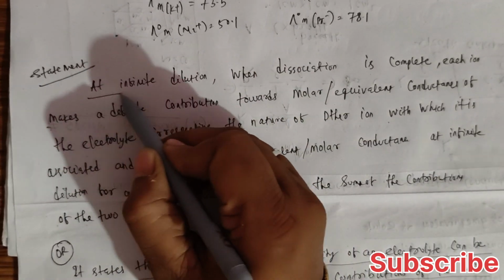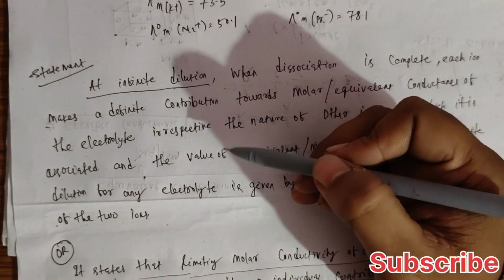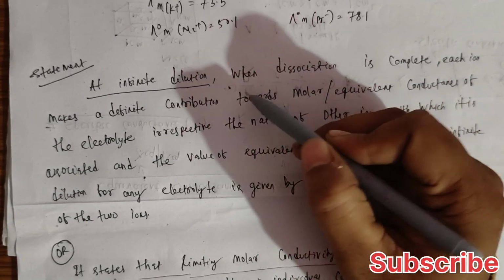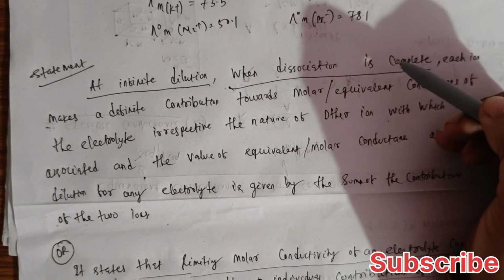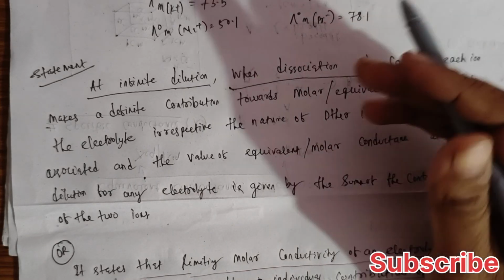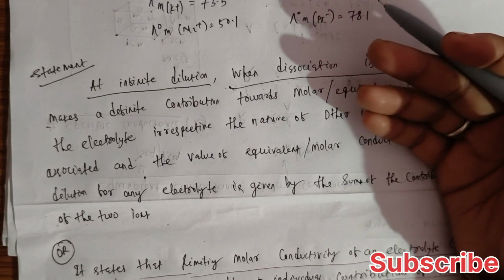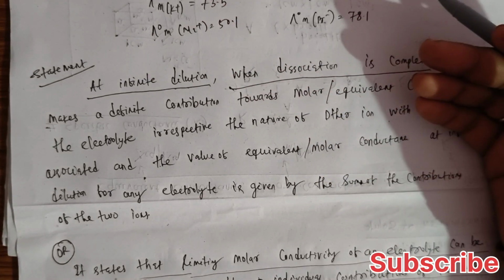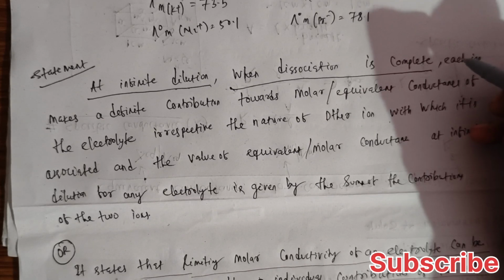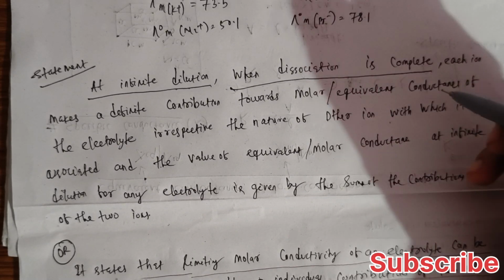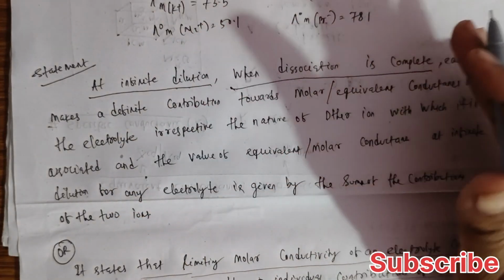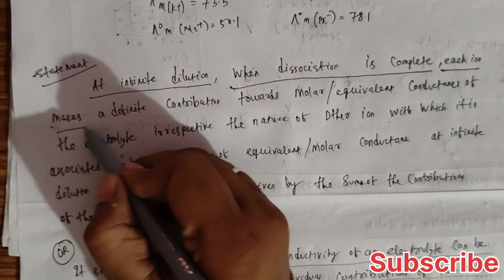At infinite dilution means a heavy amount of water is added to the solution. When dissociation is complete, a strong electrolyte always dissociates completely in the presence of water. That means the degree of dissociation is 1, 100% dissociated, not partially. But a weak electrolyte also, at infinite dilution, is about 99% dissociated. Each ion makes a definite contribution.